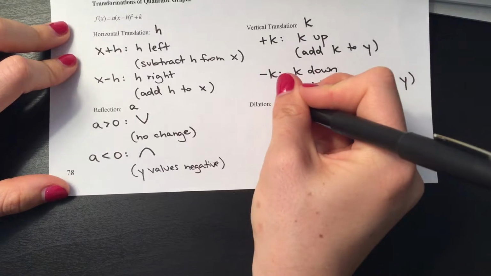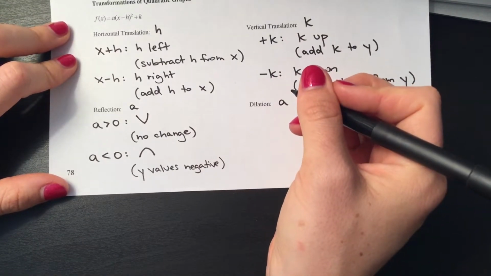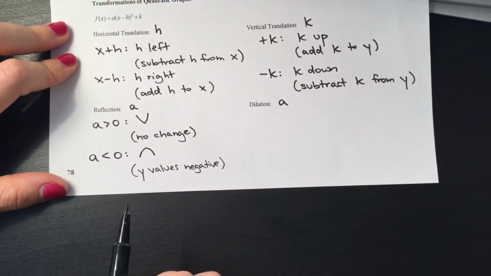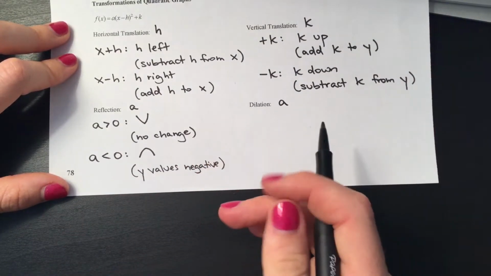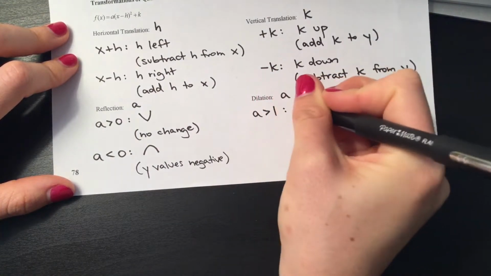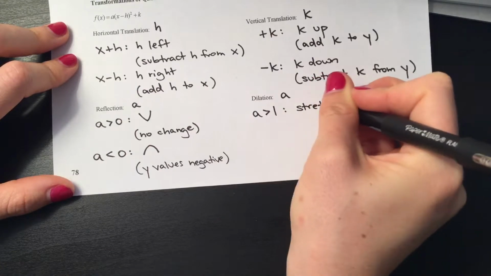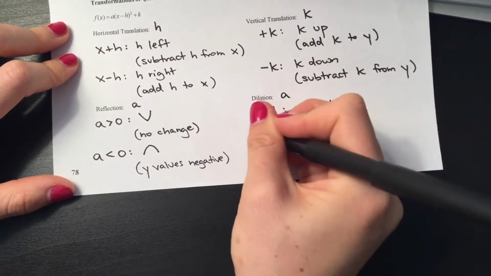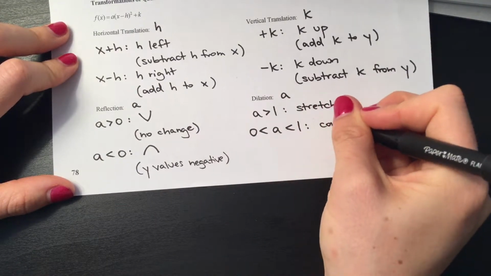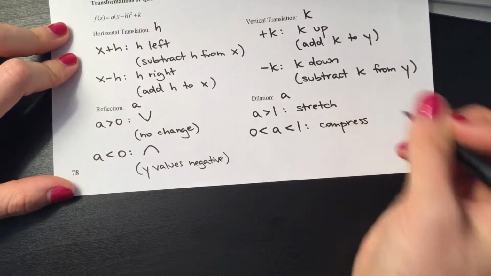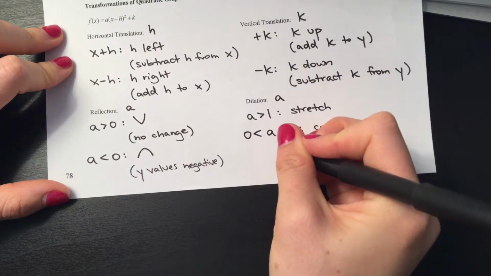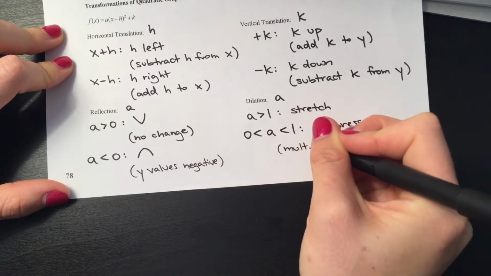And dilation, finally, the dilation also has to do with a. So a might be like a fraction or a whole number, or it might be negative too. So that's going to stretch or compress our graph. So if a is a whole number, like if it's bigger than 1, it's going to stretch the graph out. And if a is somewhere between 0 and 1, then it's going to compress the graph, kind of like squash it down and make it wider. Okay, so either way, no matter what your value of a is, what you're going to be doing is multiplying y by a.